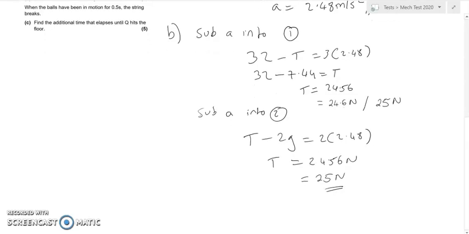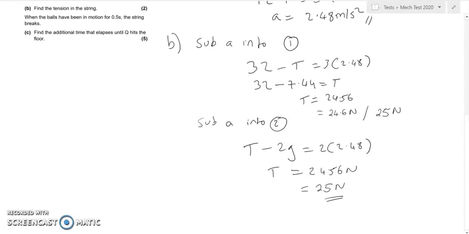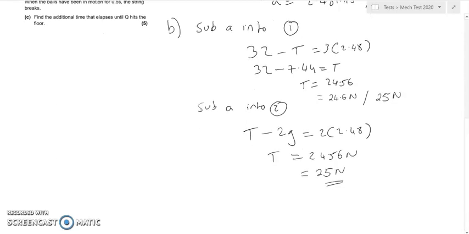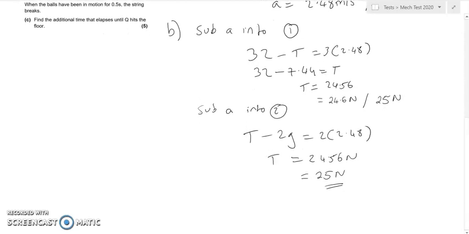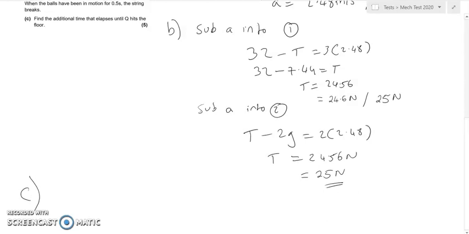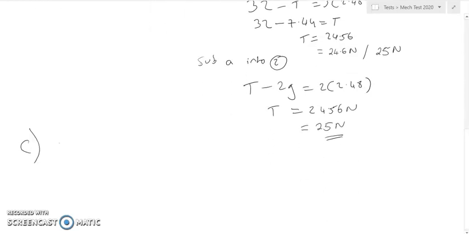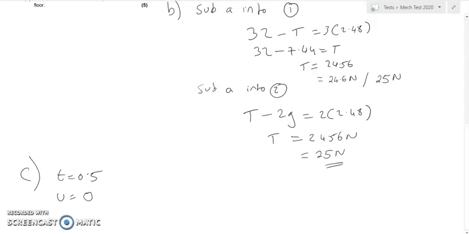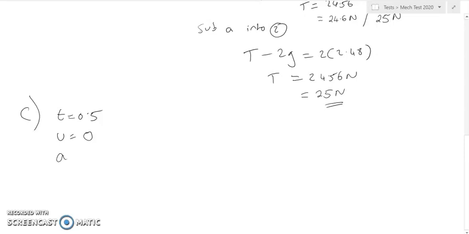And then their favorite question in part C. Let's have a look. When the balls have been in motion for 0.5 seconds, the string breaks. They love this kind of question. Okay, so the string breaks after 0.5 seconds. So we've been given some time. So t equals 0.5. Remember that we wrote down u as well earlier because they told us it was at rest. And then we've also worked out a. So this looks like a SUVAT question to me.